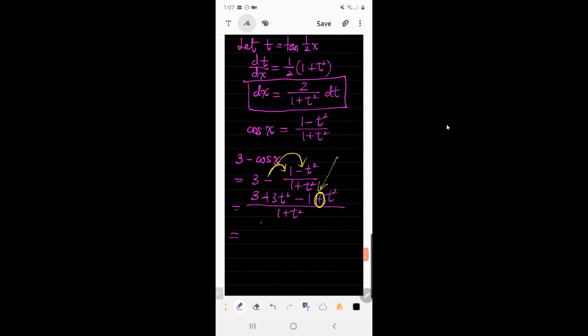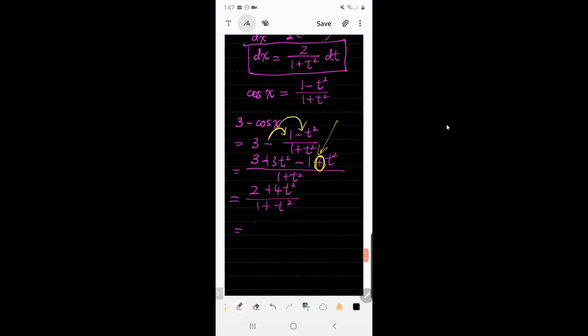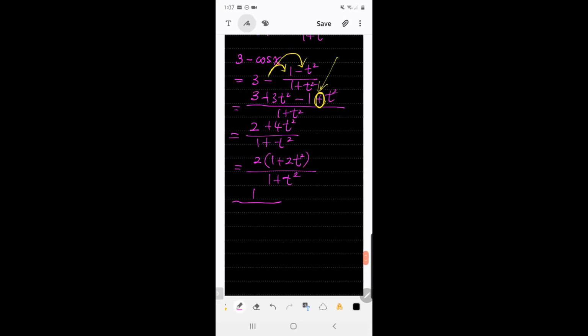So you have 3 minus 1, you get 2. 3t squared plus t squared, you get plus 4t squared over 1 plus t squared. Now in this case, I can factorize the 2. I have 1 plus 2t squared over 1 plus t squared. So this is 3 minus cos x. Therefore, if I ask you to find the reciprocal of 3 minus cos x, so reciprocate the right hand side as well. So now 1 plus t squared go up, the 2 and the bracket come down.